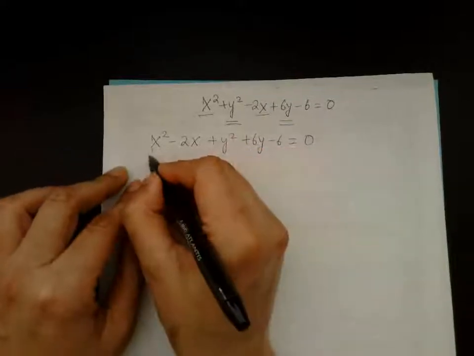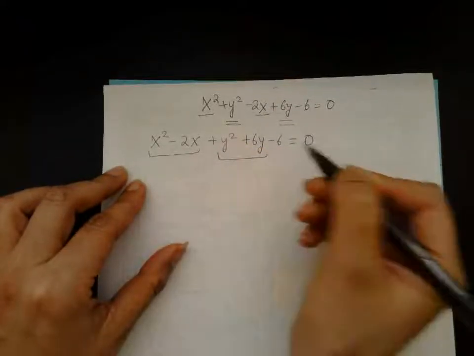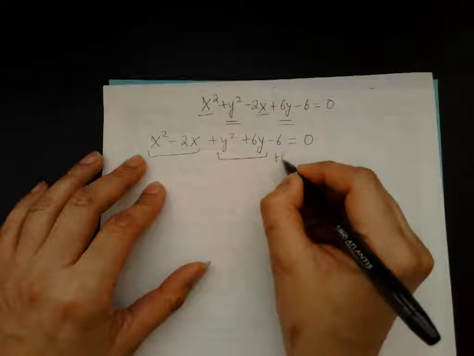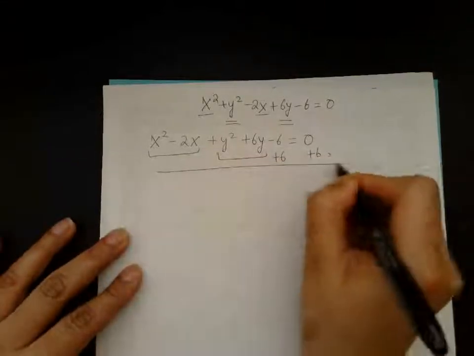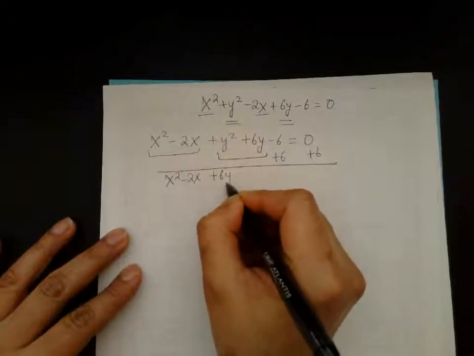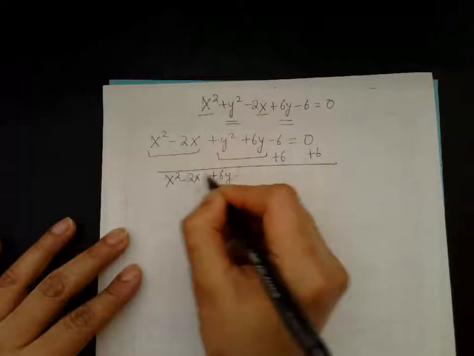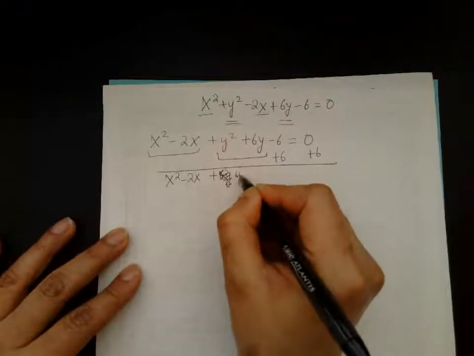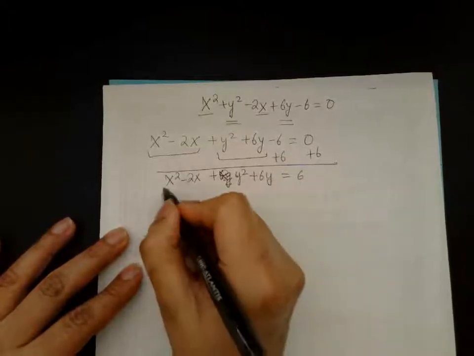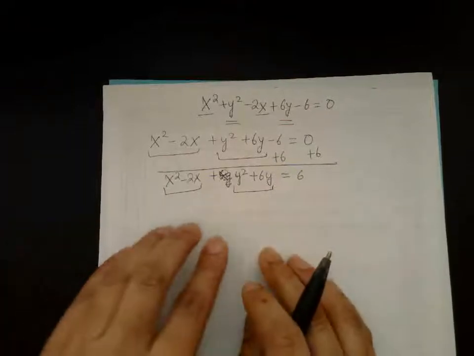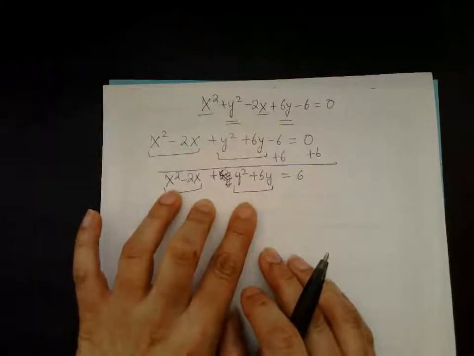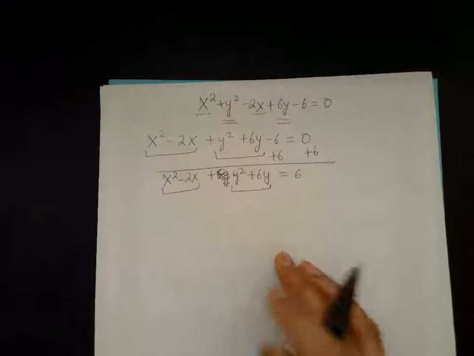Now I have these terms. Let's take 6 to that side: plus 6 on both sides. x squared minus 2x plus, one mistake, it should be y squared plus 6y is equal to 6. I need to factor it somehow. Can I use completing the squares? Yes, I can. Let's try one by one.